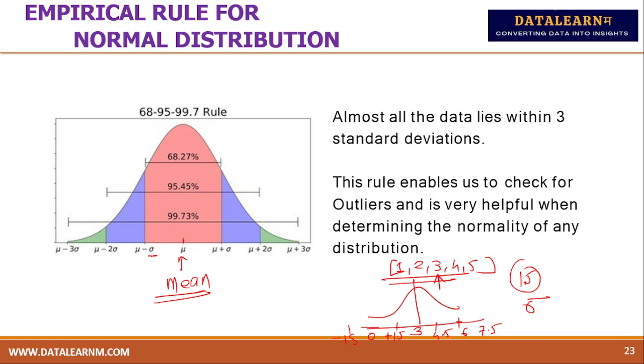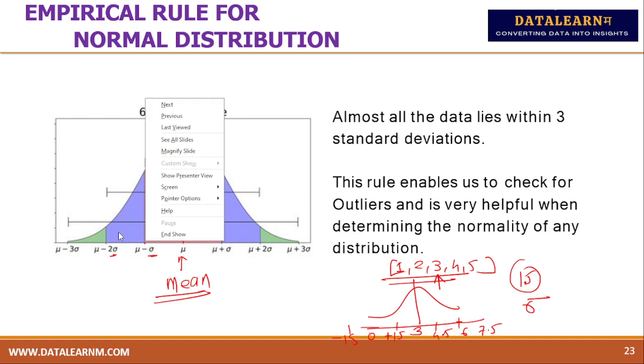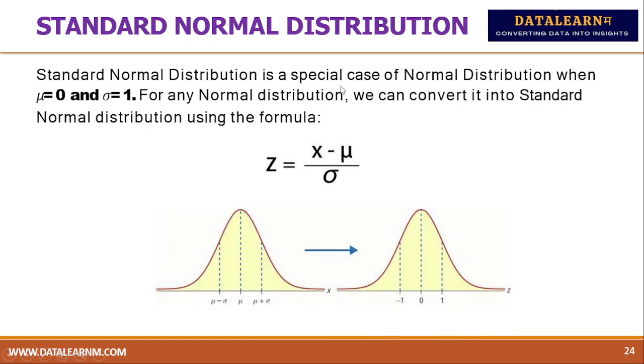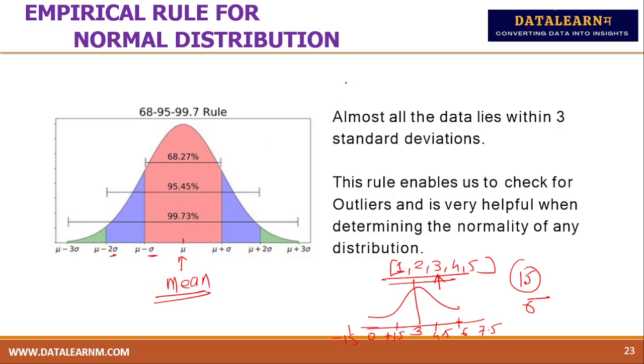This is mu minus sigma. Sigma stands for standard deviation. Variance is sigma square. Variance is equal to sigma square. Standard deviation is equal to sigma.